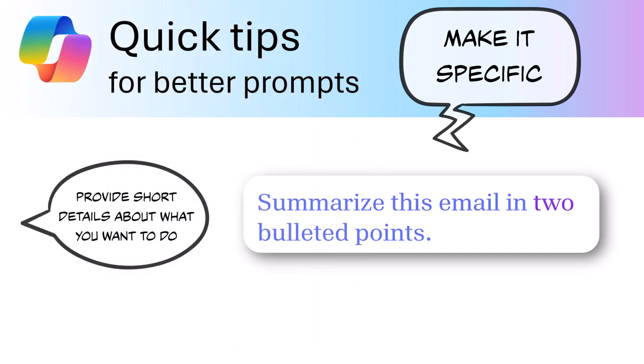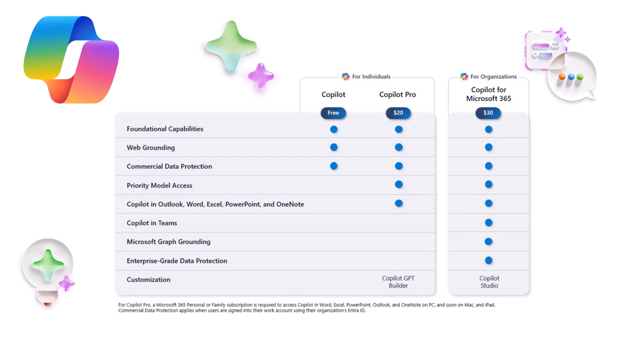Just some quick tips for better prompts. Make it specific. So summarize this email in 2 bulleted points. Be very direct. I think that that's incredibly helpful to do that. Now we're going to go through for individuals, like free CoPilot. There's a CoPilot Pro for individuals, and that's about $20 a month. $20 per month for Pro versus free. You get some additional capabilities, like having it in your Microsoft 365 apps. That can be really big for people sometimes, for PowerPoints or for Word documents.